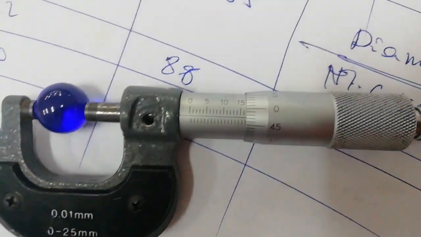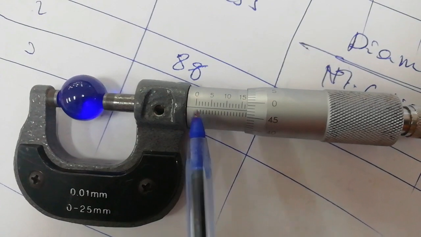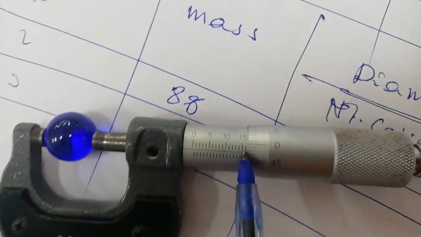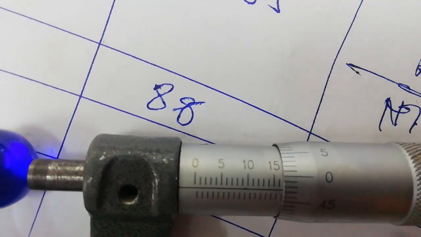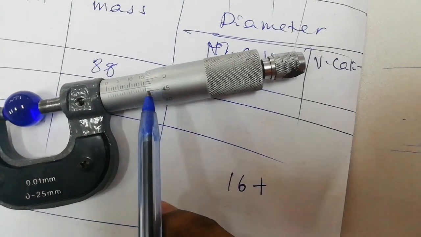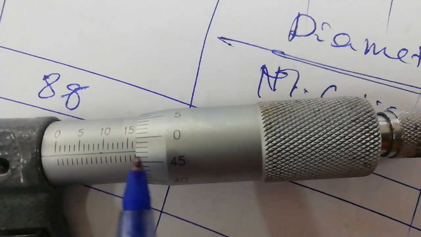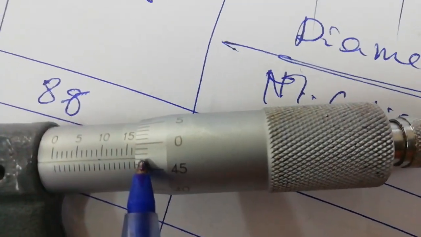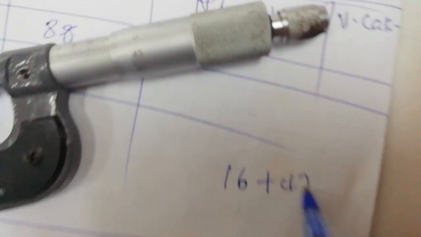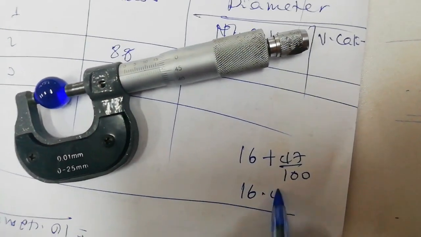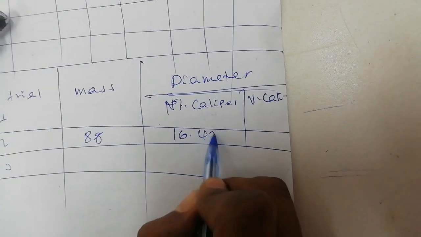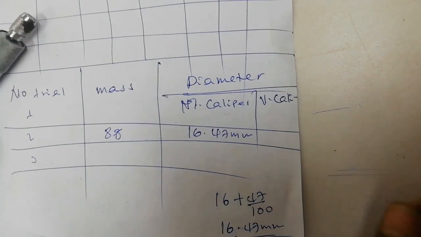From this, for the diameter, first you check the main scale of the micrometer caliper. It is 0, 5, 10, and this is the first line. It comes to 51, which means 60. So the main reading is 60. Then from the circular scale, which line overlaps here? This is 45, this is 46, this is 47. So 47 over 100. This is around 60.47 millimeter, or around 1.647 centimeter.